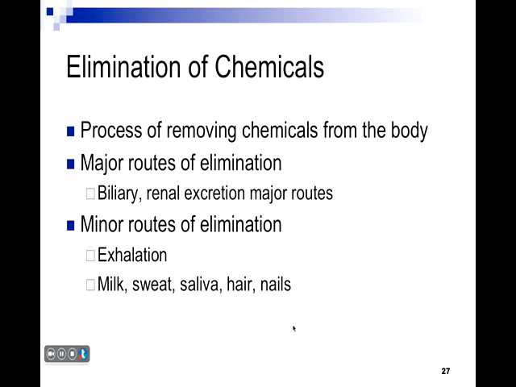And then elimination. You just have a couple ways of eliminating chemicals. Major routes of elimination are through the liver, biliary excretion, which will then go through the feces. Renal excretion is a major route. Most organics are going to be excreted via the renal route, especially if they've gone through the process of metabolism to become more water soluble. And you have minor routes of elimination, such as exhalation of expired air, which you'll find with something like alcohol, for example. You can measure that on the breath. Milk, sweat, saliva, hair, and nails are also means of getting rid of chemicals.